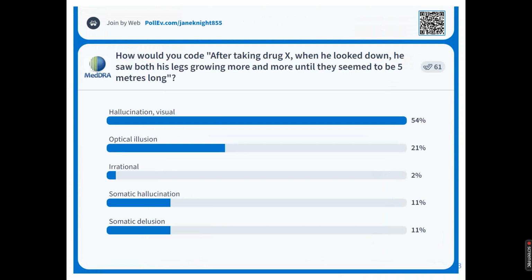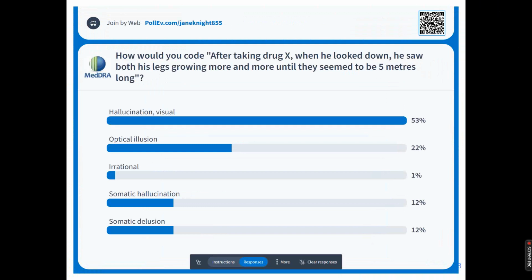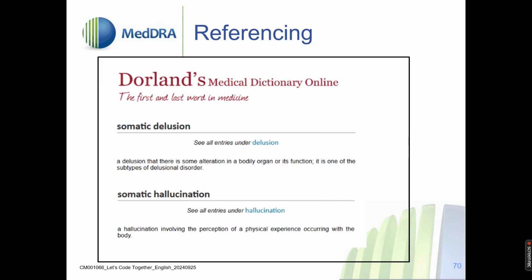Let's see where your votes lie. Visual hallucination seems to be, but also optical illusion is quite commonly selected there. And we'll give you our thoughts on this shortly. Has everyone had a chance to vote? So, a somatic delusion.